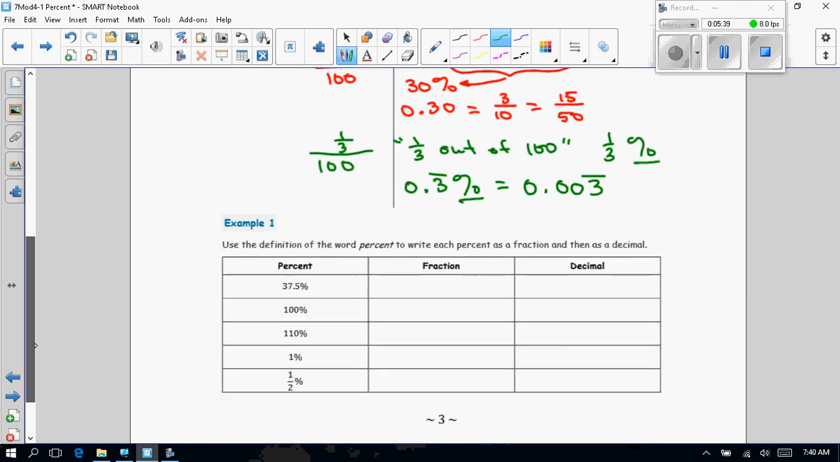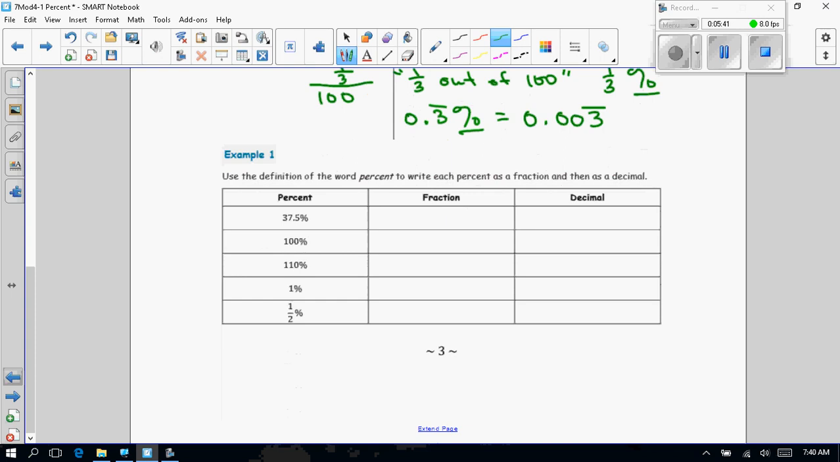All right, let's talk about this example down here then. Let's change these percents over to fractions and then over to decimals. Now remember, I said percent means out of 100. So let's take 37.5% and put it over literally 100. Okay, well, guess what? Decimals inside fractions are also illegal. So in order for me to do that, I've got to multiply both the top and the bottom by 10 so that I get rid of the decimal.